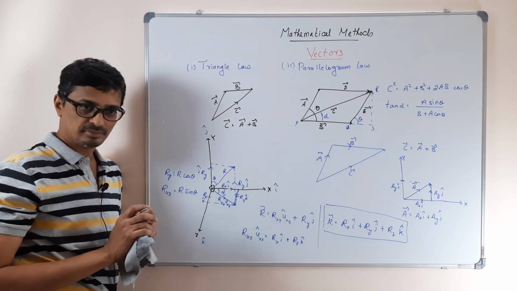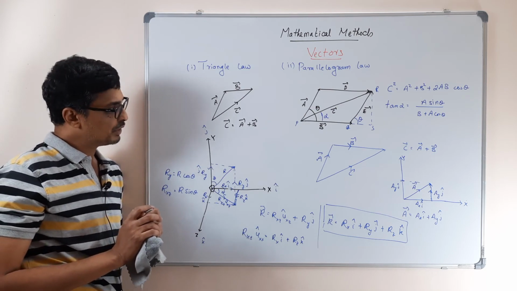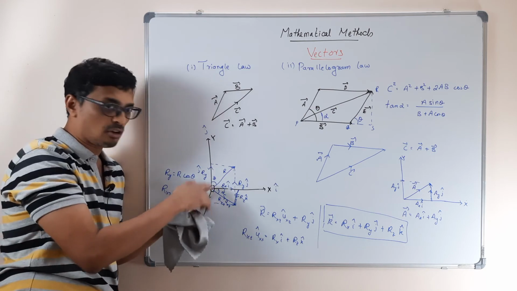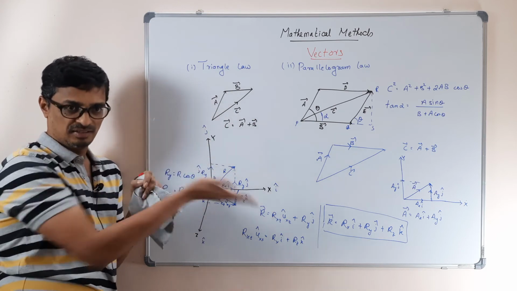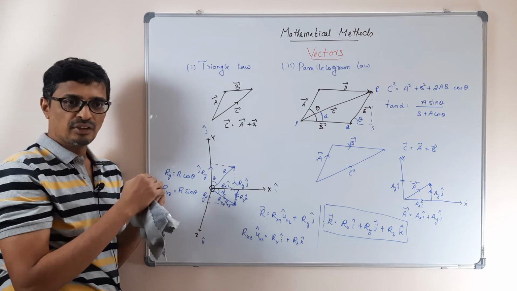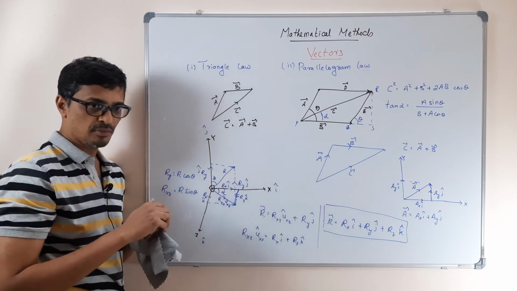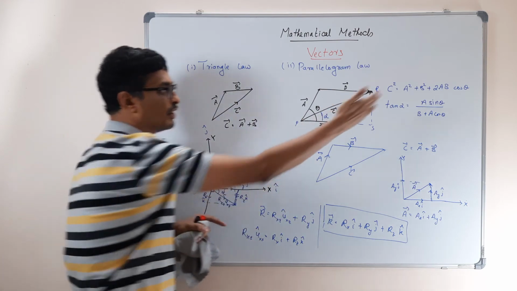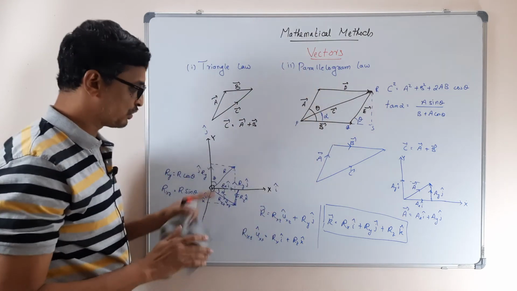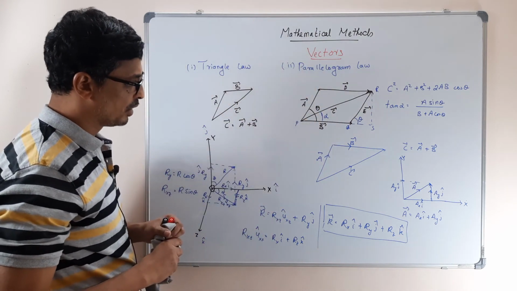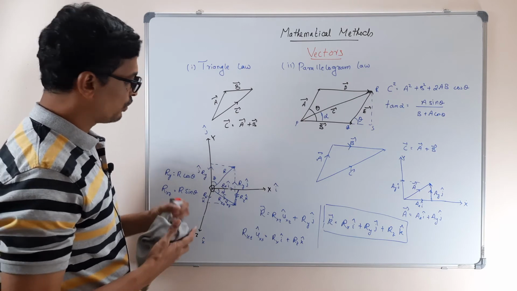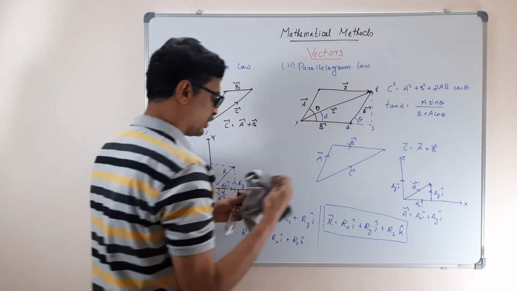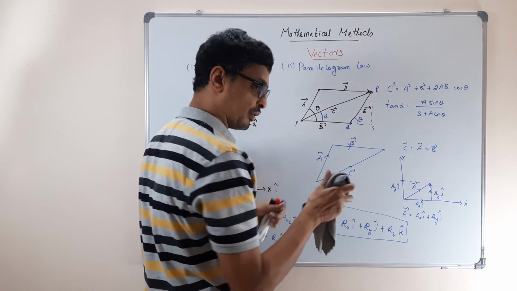All clear? So now when I am resolving into rectangular components, I am going to resolve the vector into two perpendicular vectors. Of course the sum will be the same. Only then the magnitude case, your cos theta will come up. Okay, fine. So what are we coming to then? I want to tell you this one.